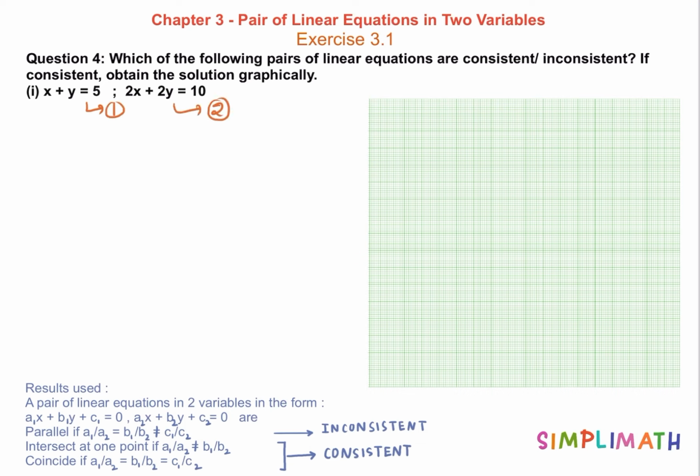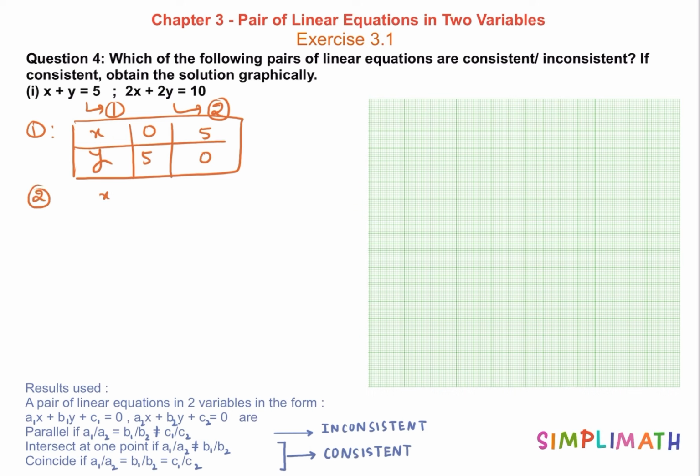For equation number 1, if we find the points, when we put x equal to 0, we have y equal to 5, and when we put x equal to 5, we have y equal to 0, right? And for equation number 2 also, if we put x equal to 0, we get y equal to 5, and when we put x equal to 5, we get y equal to 0, right? Now let us plot these points on the graph.